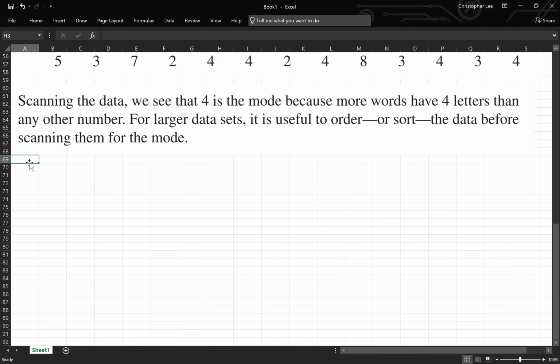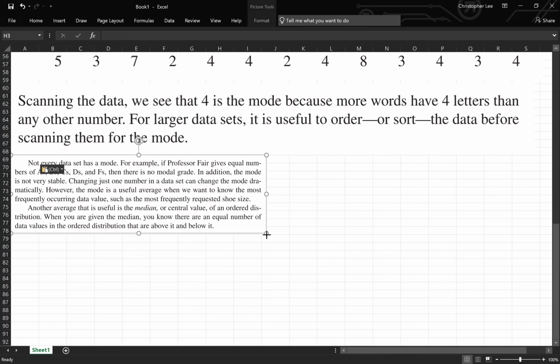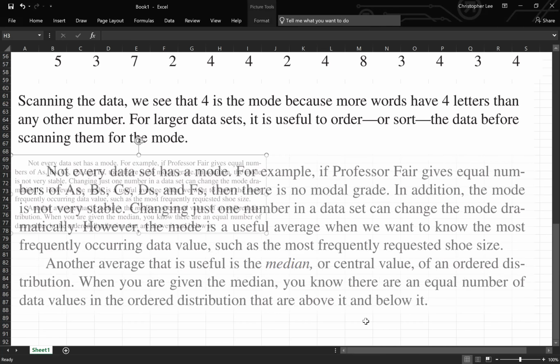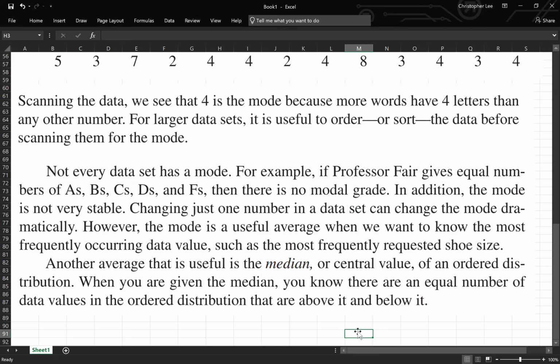All right. This is a little special note, real quick. Not every data set has a mode, right? For example, if Professor Fair gives equal numbers of A's, B's, C's, D's, and F's, then there is no modal grade. In addition, the mode is not very stable. Changing just one number in a data set can change the mode dramatically. However, the mode is a useful average when we want to know the most frequently occurring data value, such as the most frequently requested shoe size.